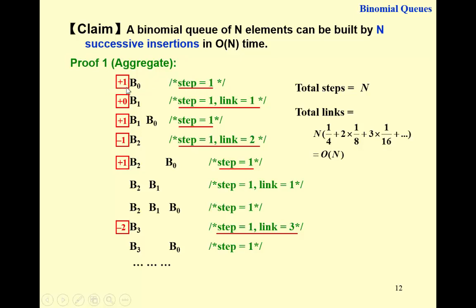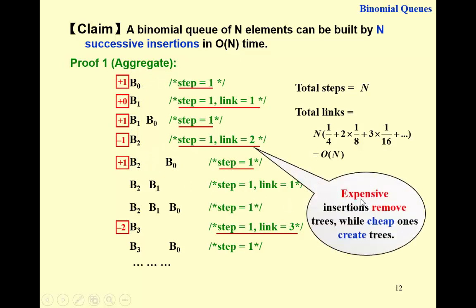Why not $2? Why not $3? Is it a random number? Certainly not. There must be a reason behind, right? Let's observe one thing here. Expensive insertions remove trees, while cheap ones create trees.